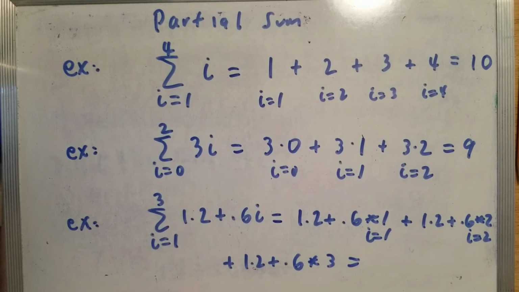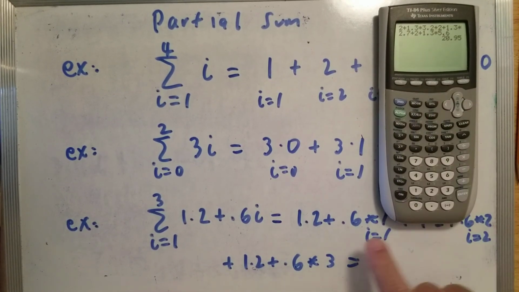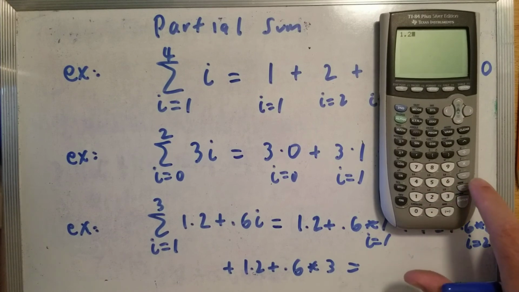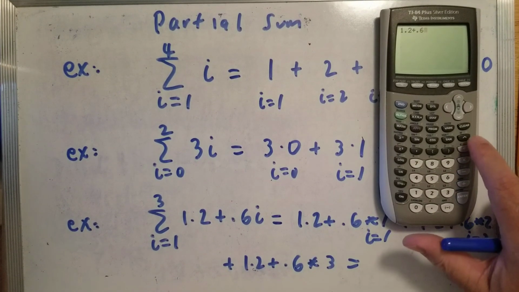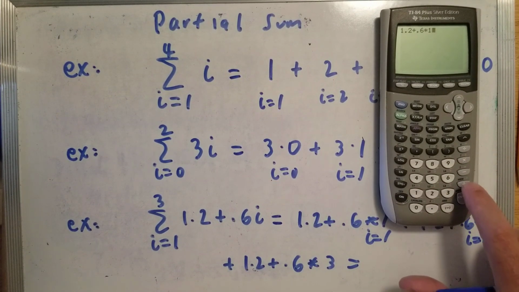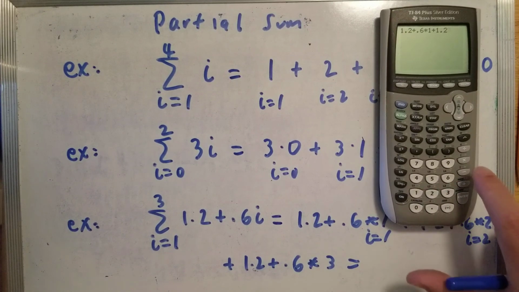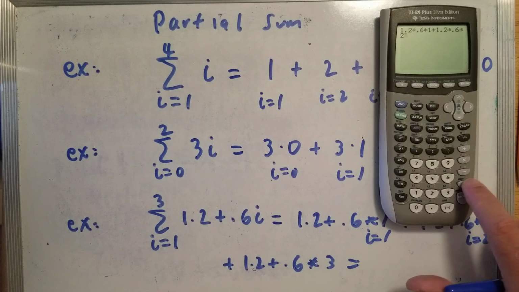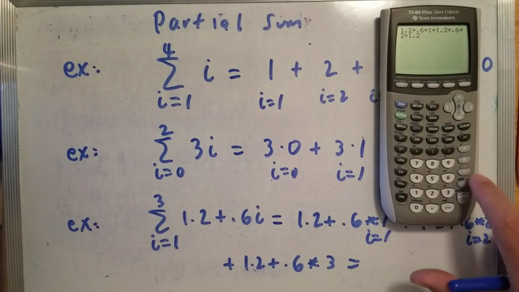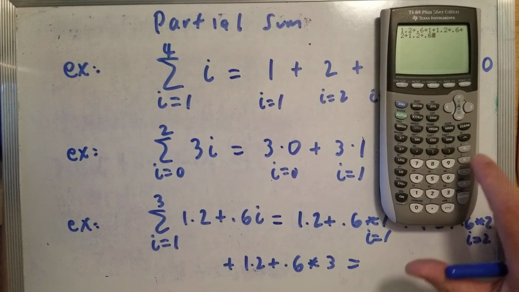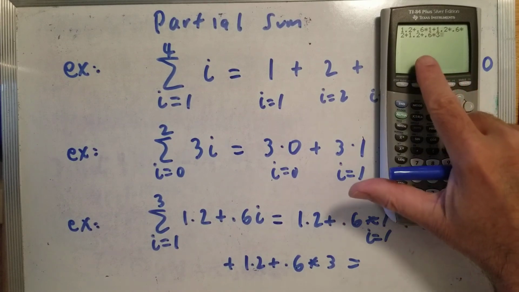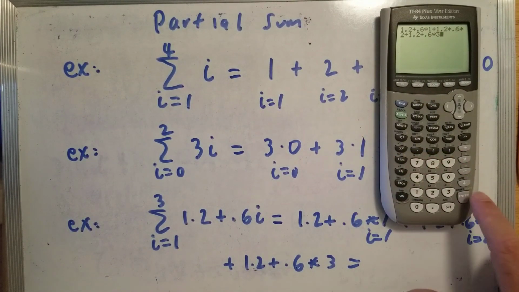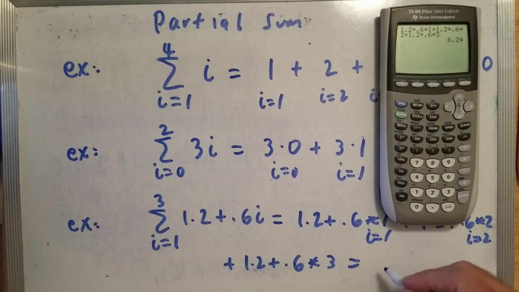Now I'm going to carefully put that into the calculator. Clear that out. 1.2 plus 0.6 times 1 plus 1.2 plus 0.6 times 2 plus 1.2 plus 0.6 times 3. Double checking to make sure I didn't make a mistake. Maybe I did. Anyway, it comes out to 6.24.